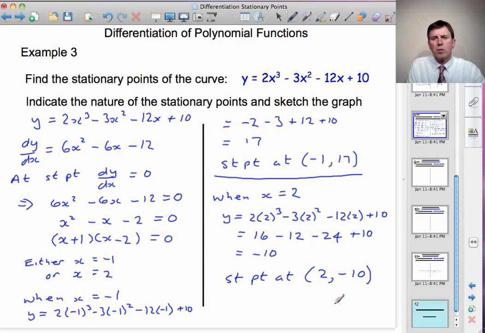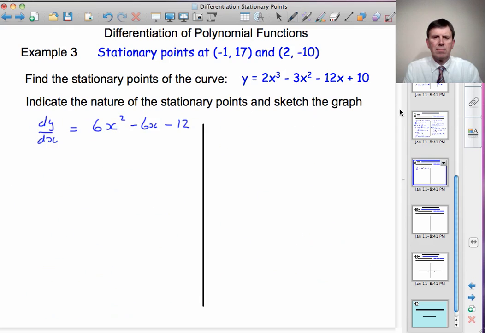And from here we'll go on to use both our methods for identifying what kind of stationary points these are. This time we'll begin with the second derivative method to show what kind of stationary points these are. And you'll see how easy it can be.